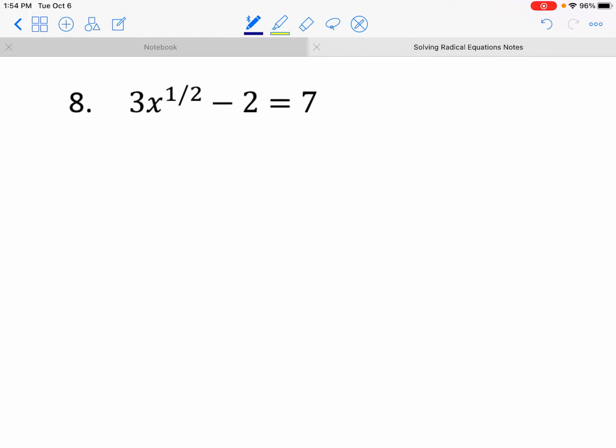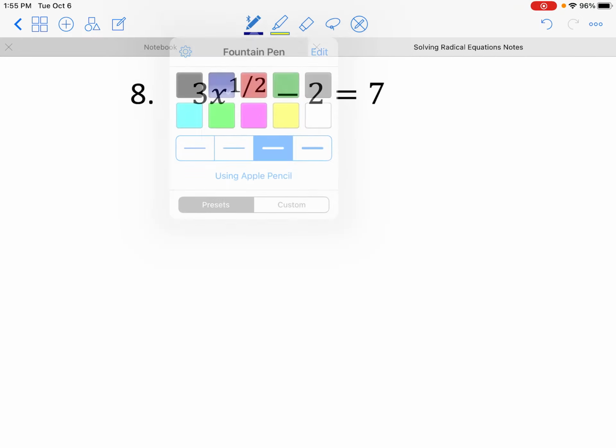Alright, how about this guy? This is probably the most commonly missed type of problem I would see on a practice assignment or a quiz. Most of you are probably recognizing the 1/2 power as the square root, but be careful that 1/2 power, it only applies to the x, not to the 3, right?